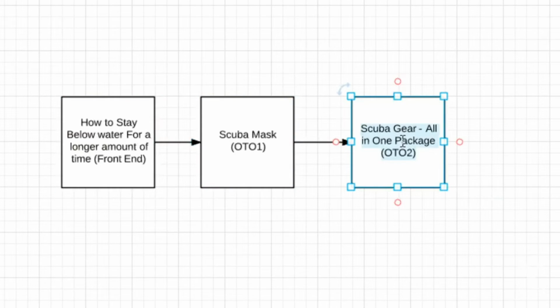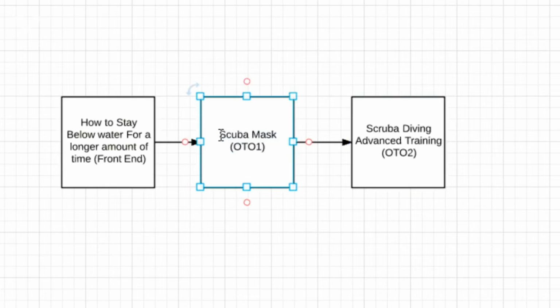Now, let's say it's an information product. So let's say that we won't do a service, and we can do a service in the next video. But let's say, for example, that this is a product. So maybe we could do scuba diving training, advanced training. So OTO2 is the biggest, baddest bonus that we can offer, and that's the advanced training. So maybe OTO1 could be scuba diving, not basic training, but maybe intermediate training.